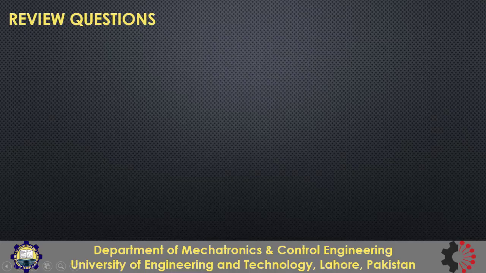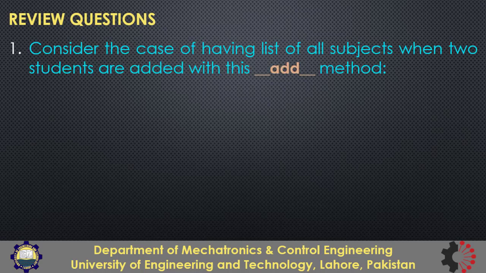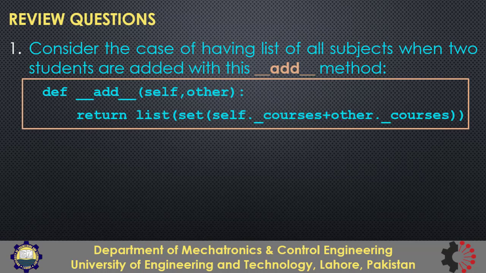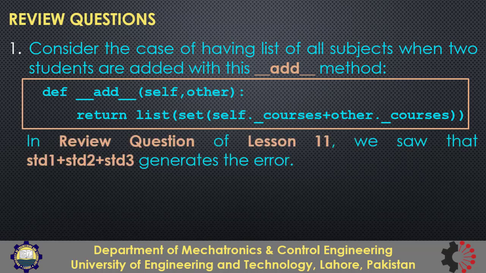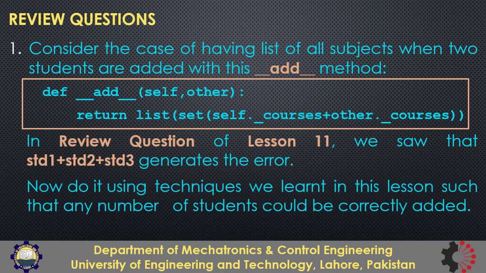Now let's see the review questions of this lesson. Consider the case of having the list of all subjects when two students are added. We did it with this dunder_add method. In review question of lesson 11, we saw that student 1 plus student 2 plus student 3 generates error. So now you have to do it using the techniques we learnt in this lesson, such that any number of students could be correctly added.